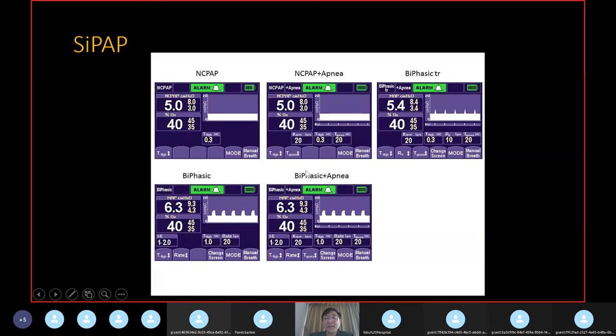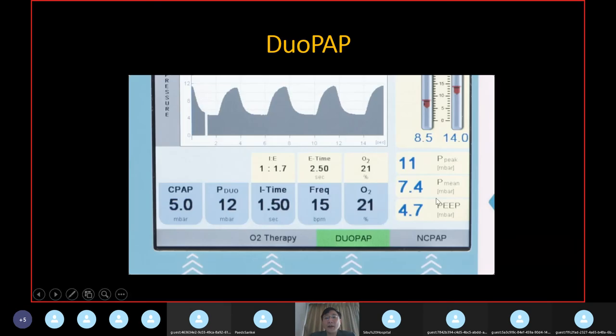This is another mode called biphasic with apnea, whereby the machine will detect that the patient has apnea, and then you're going to have a supportive breath. So this is a supportive breath that the patient is going to have, okay? So that is in terms of CPAP. And now, I think a few of the hospitals will have this kind of machine called dual PAP. Dual PAP is slightly more advanced than the CPAP.